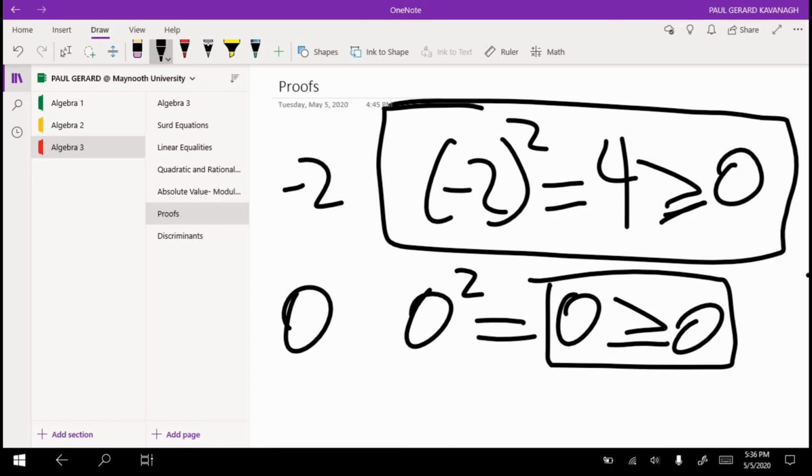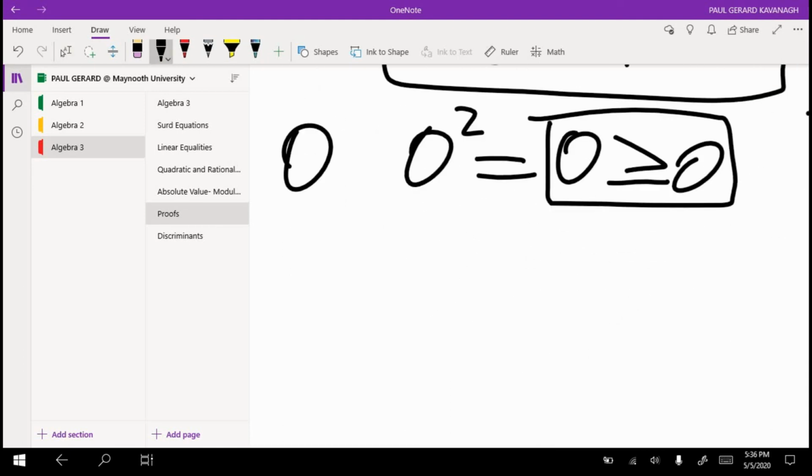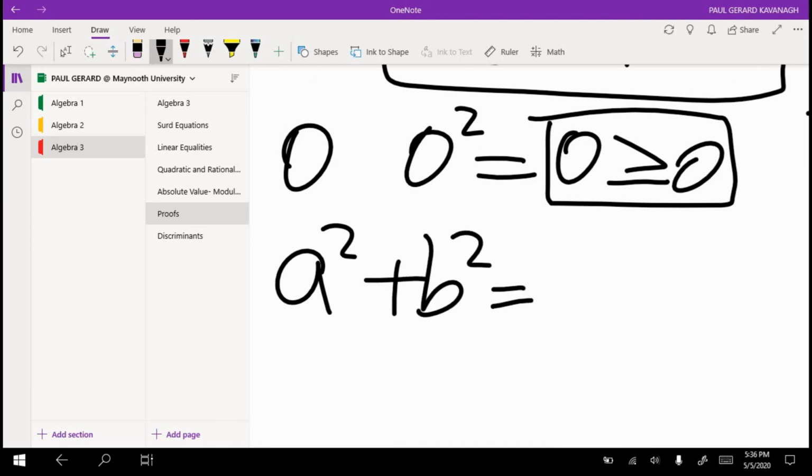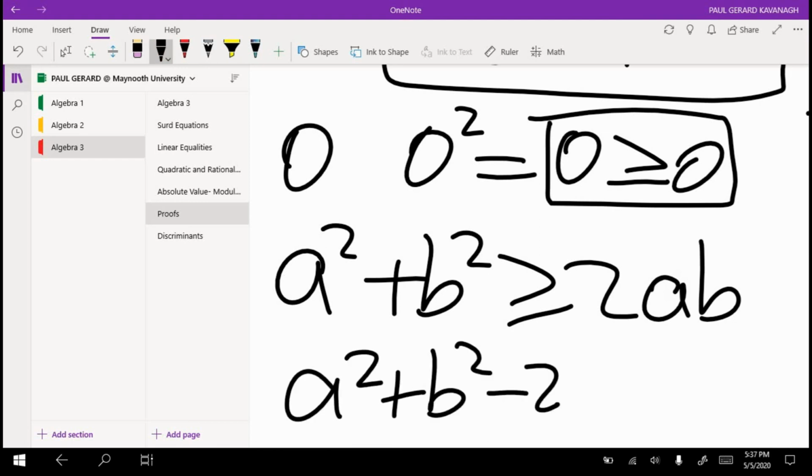Okay. So if we take it in terms of letters, we say, prove that if a and b are real numbers, then a squared plus b squared is greater than or equal to 2ab. So I'm going to write that down. A squared plus b squared is greater than or equal to 2ab. So I'm just going to write that down. Okay, so what is this going to be? So now what we would say is, we're going to say a squared plus b squared minus 2ab is greater than or equal to 0.